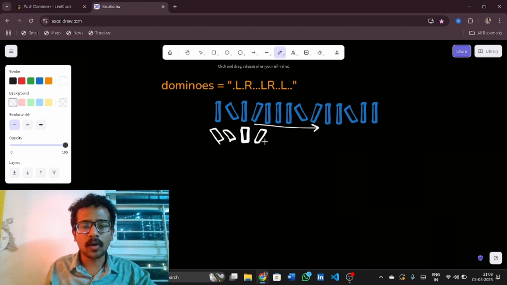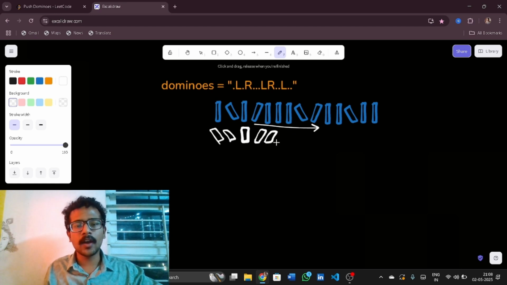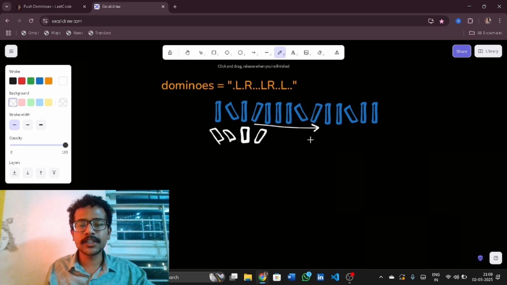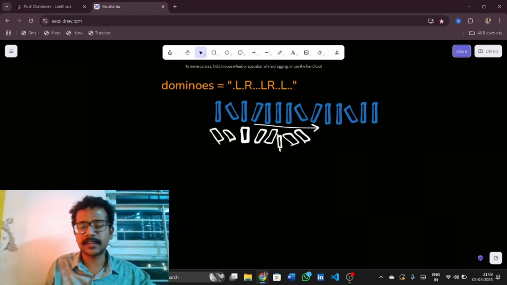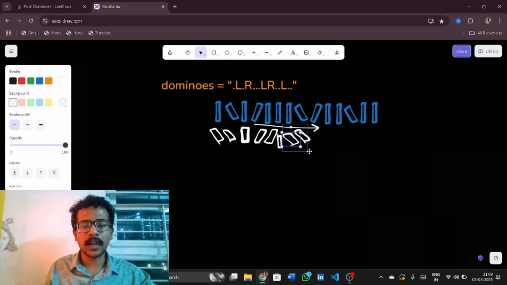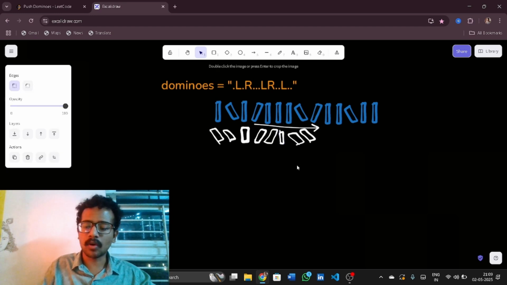Now I got this right again, but I'm not going to take this right again. Why? Because just make sure that you got a left here. Now you do this right again, you do this left again, but this domino at this point stays exactly where it was. I think it's clear for now, right? That's why I didn't push it to the right or left.